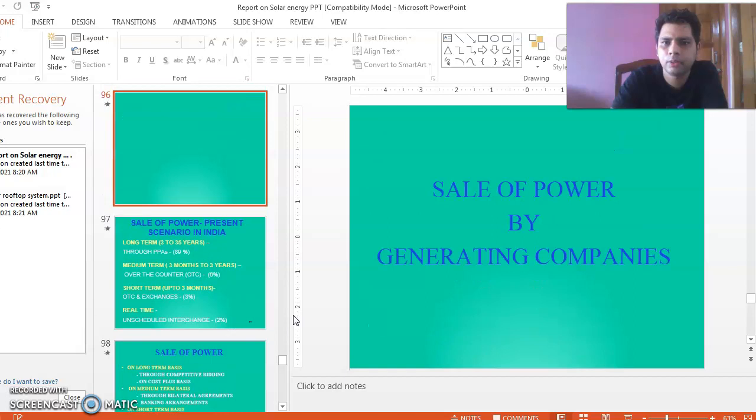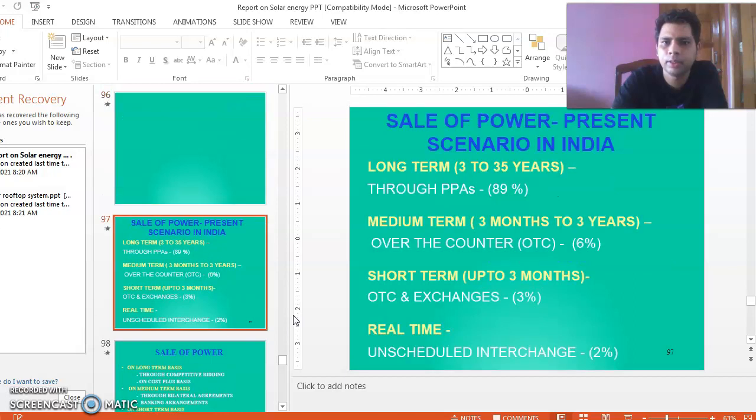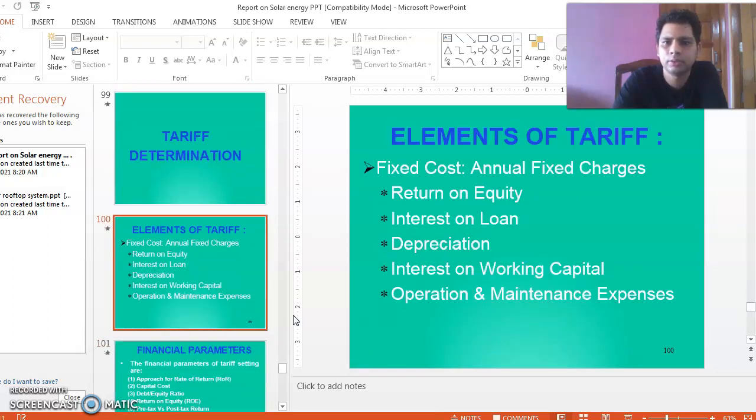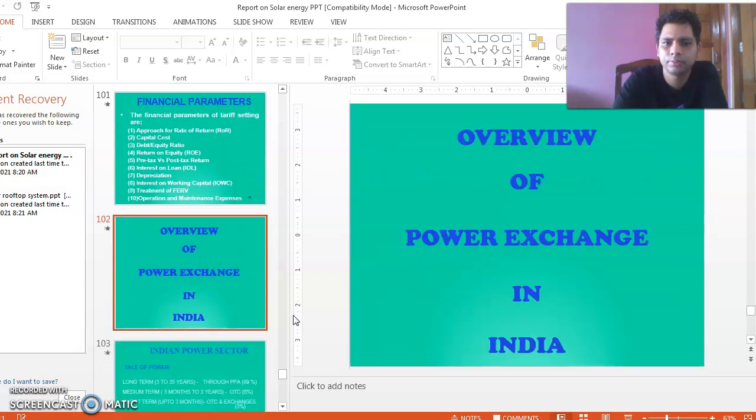This is the sale of power by generating companies, PPA. There are three types of power purchase agreement. Short term is 0 to 3 months. Medium is 3 months to 3 years. Long term is 3 to 25 years. Companies will tie up the power purchase agreement with the utility, so they purchase the power from the companies. This is for the tariff-based competitive process, tariff determination. 5 components: return on equity, interest on loan, depreciation, interest on working capital, operation and maintenance expenses.